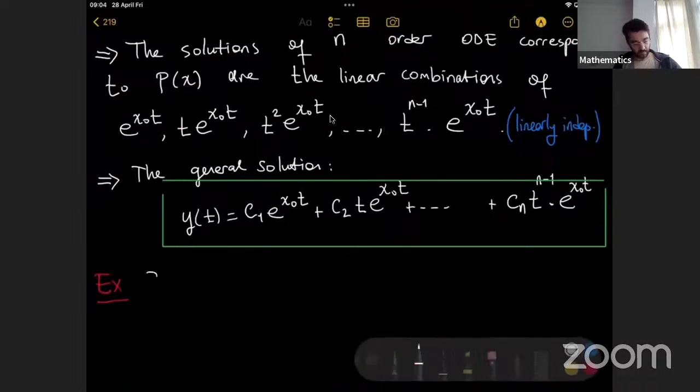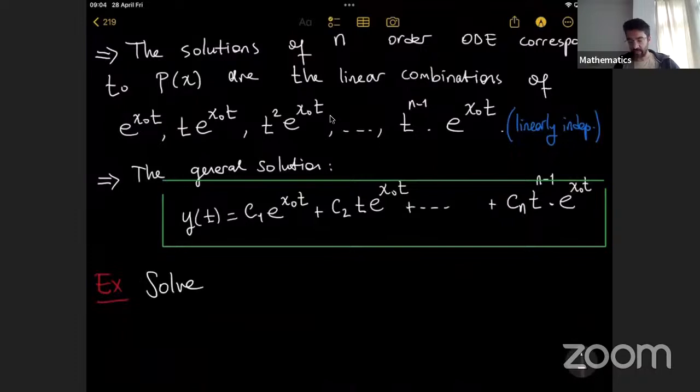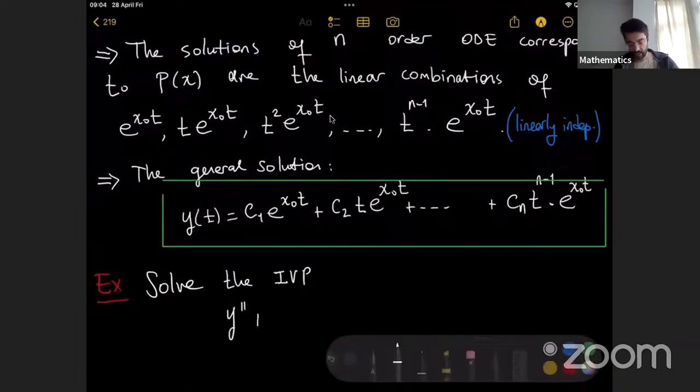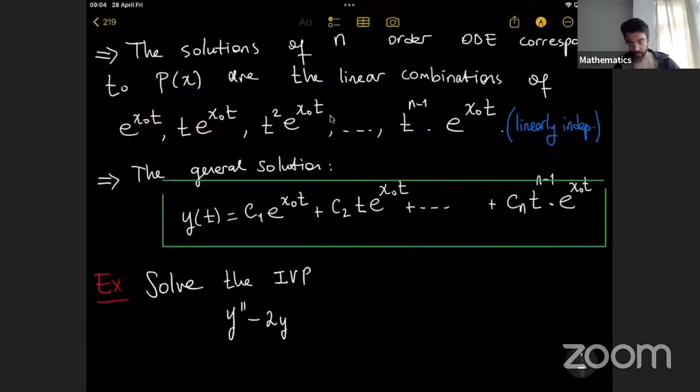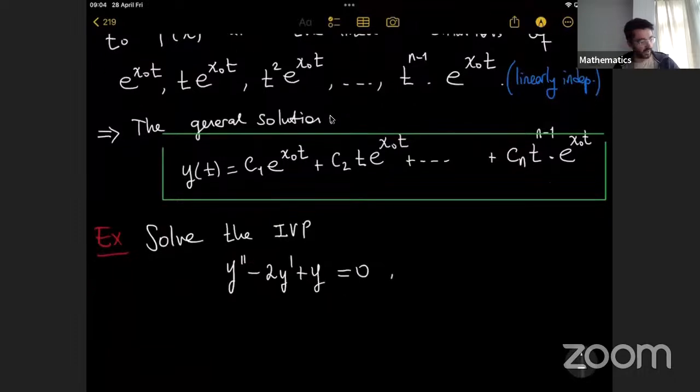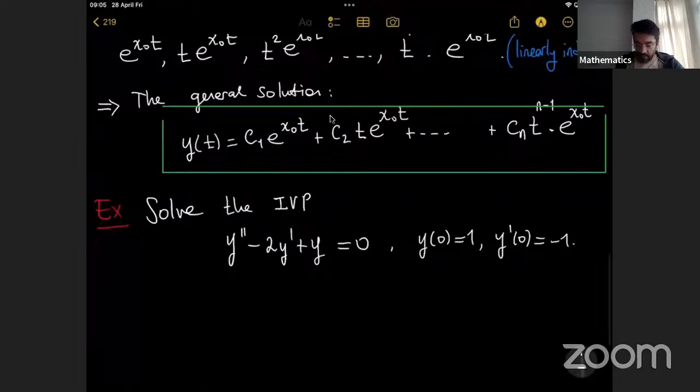So let's solve this IVP, initial value problem. y double prime minus 2y prime plus y is equal to 0. Okay, what are the initial values? y of 0 is equal to 1 and y prime of 0 is equal to minus 1. All right, let's solve this.